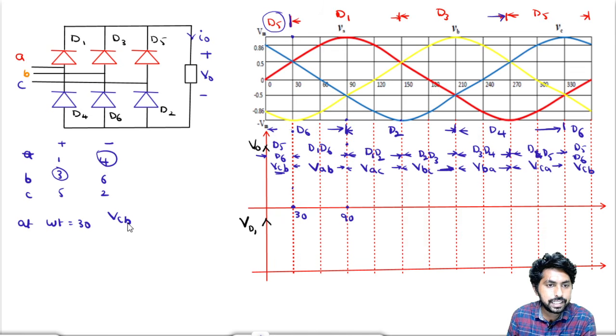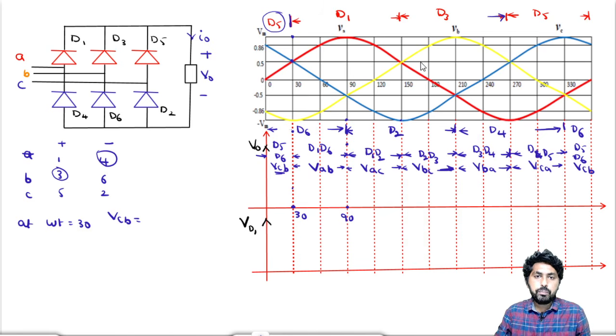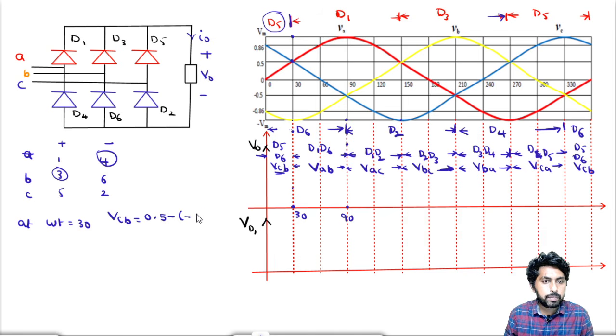VCB at 30 degrees equals VC minus VB. C phase is the blue color, that is VC, and B phase is the yellow color. So VCB equals VC minus VB, that is 0.5 minus of minus 1. VC value is 0.5 and VB value is minus 1. So it will be 1.5. Let me represent the point 1.5 here.